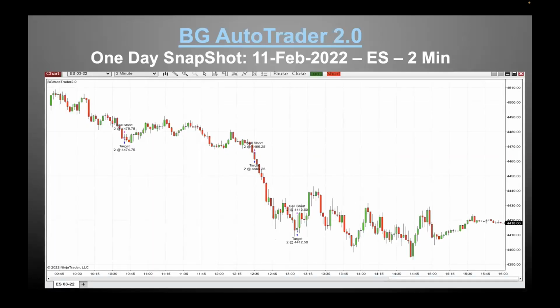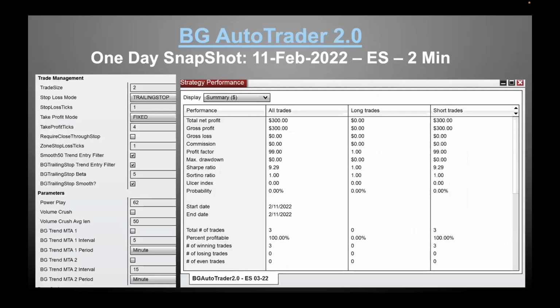Here's another example on the 11th. Here's the snapshot of the entire day. And here it was $300 in profit, okay? And that only took 3 trades that day. See, not a ton of trades, only 3, but those ones were good.